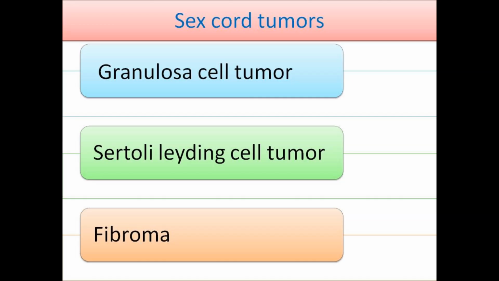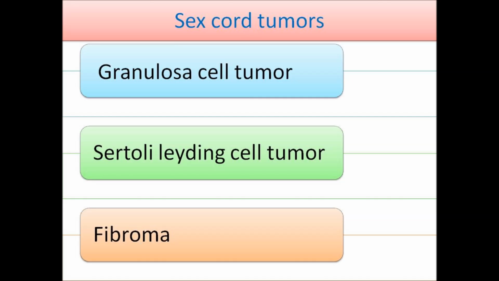As I said, the sex cord is the stroma of the ovary, and it contains the granulosa cells and the theca cells, along with other types like Sertoli and Leydig cells and fibrous cells. So we have 3 types of tumor cells. Here we have the granulosa cell tumor, we have the Sertoli-Leydig cell tumor, and we have fibroma.